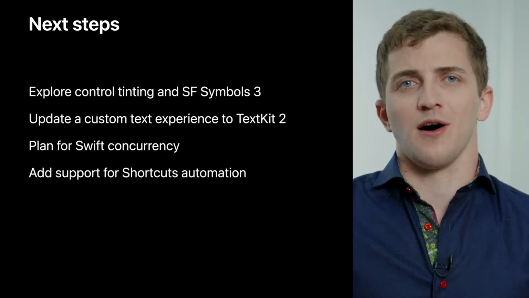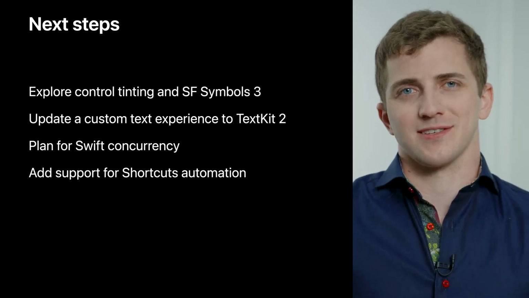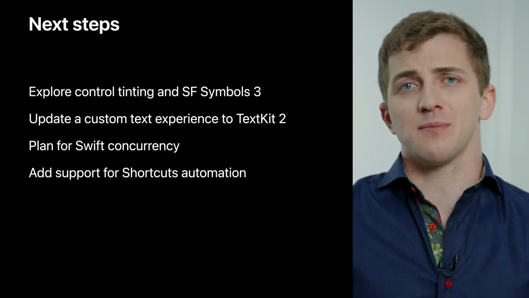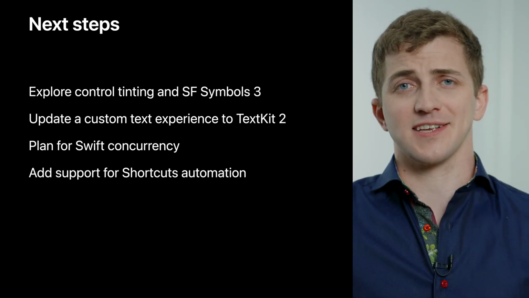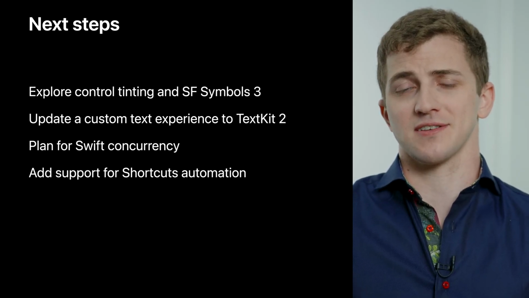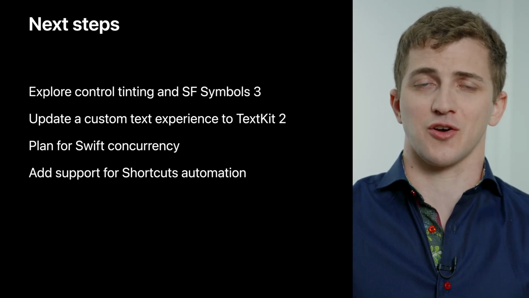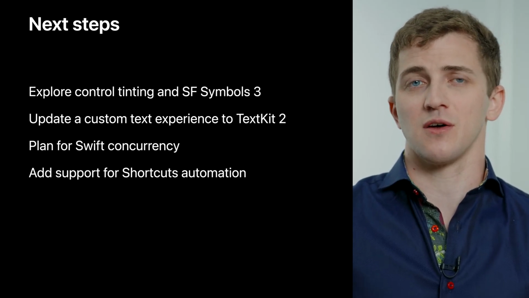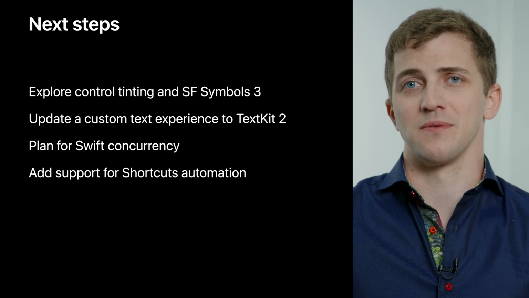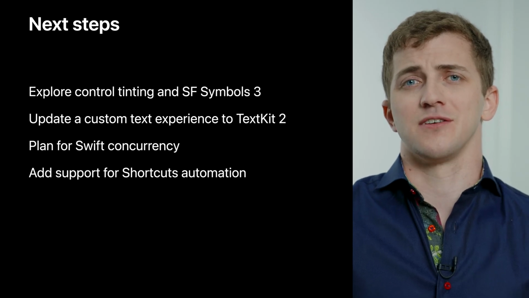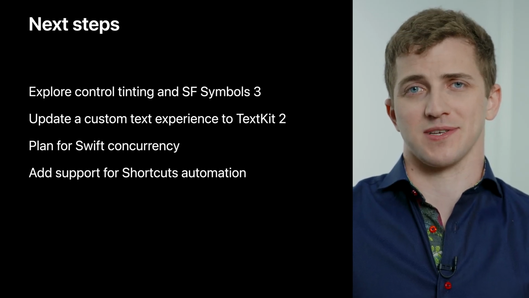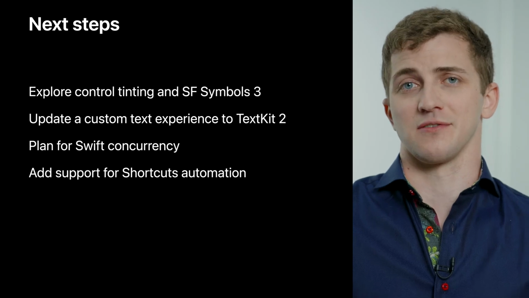Now that you're equipped with all of this new information, what's next? First, think about how features like control tinting and SF Symbols 3 can help you enhance the design of your app. Next, if your app uses TextKit to create a custom text experience, watch the Meet TextKit 2 video and try out the new API. You're going to love how easy it is to express custom layouts and rich content with TextKit 2.